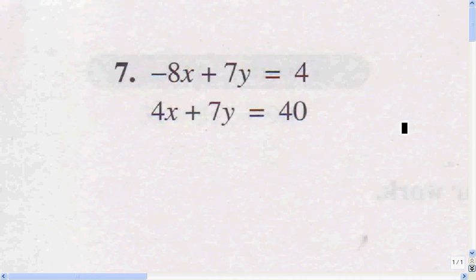Okay, since x is not by itself, or y, if y or x were by themselves, I would use the substitution method, but because x and y aren't by themselves, I'm going to use the addition method. And for me to be able to use the addition method, either the coefficients next to x or the coefficients next to y have to be the same. Well, here, as you can see, the coefficients of y are the same.